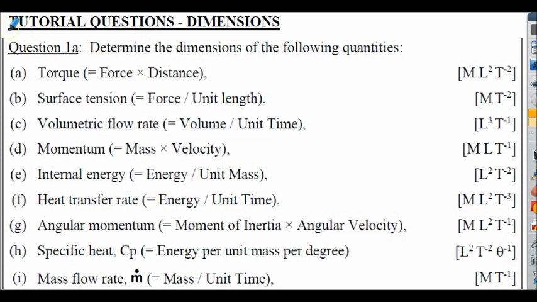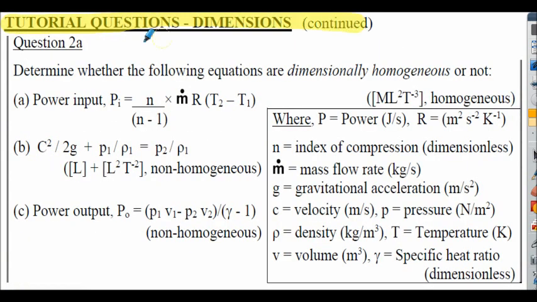Finally, I will leave you with some questions to attempt at your own pace, all related to the use of dimensions. Here's question 1a, parts A through to I, with the answers being shown in the square brackets on the right hand side. Essentially you have to determine the dimensions for each of the properties stated. Our questions on dimensions continued with question 2a. It has 3 parts. Answers to part A shown here, part B shown here, part C shown here.